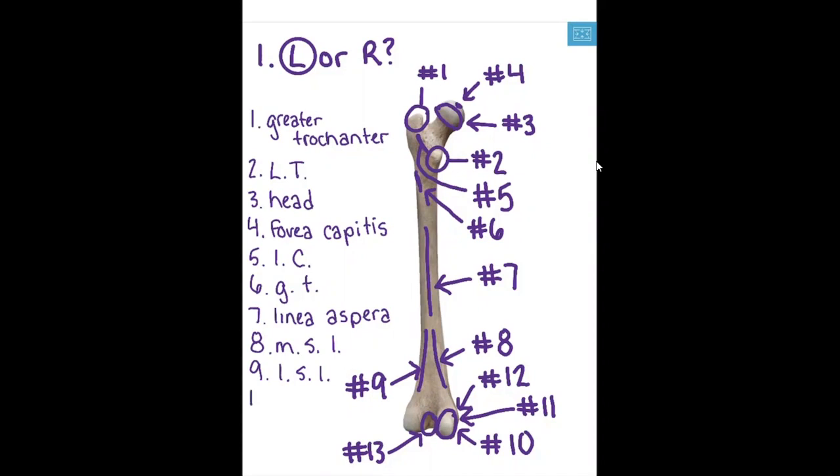Okay, number 10, we have our medial condyle. On the medial side of that medial condyle, we have the medial epicondyle.